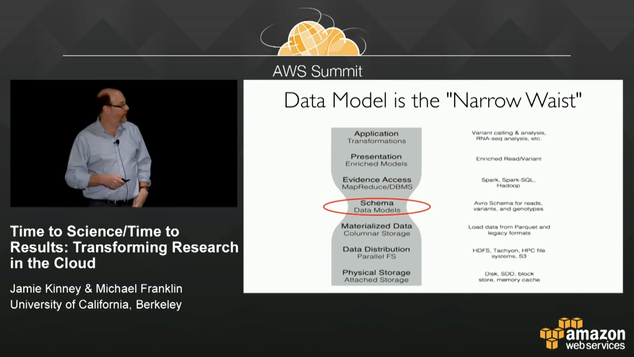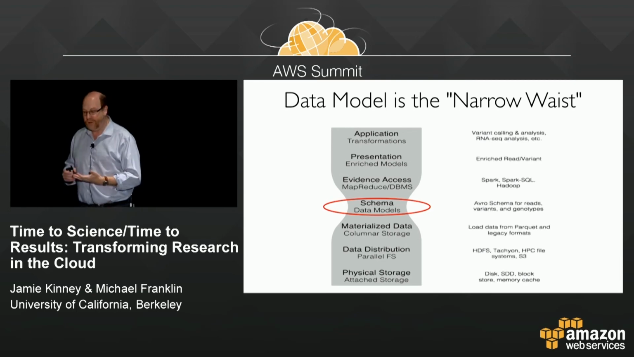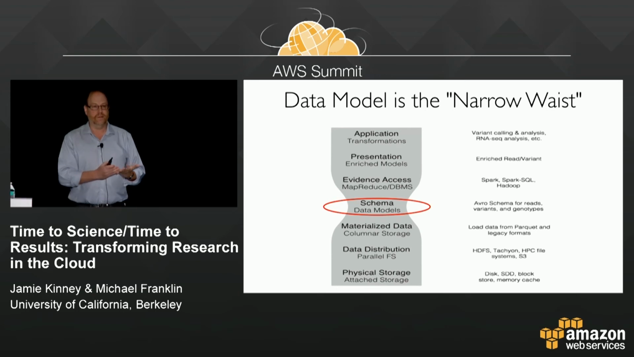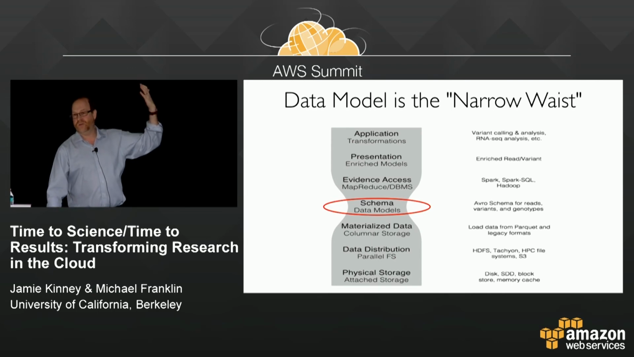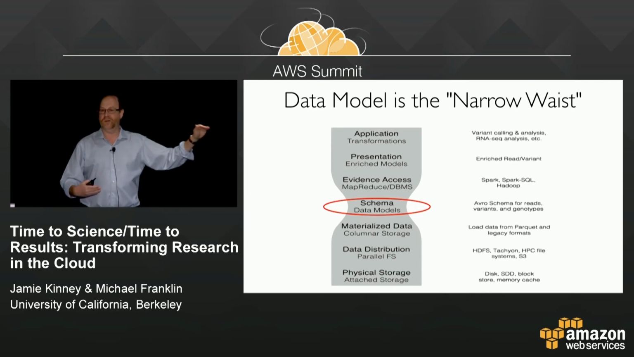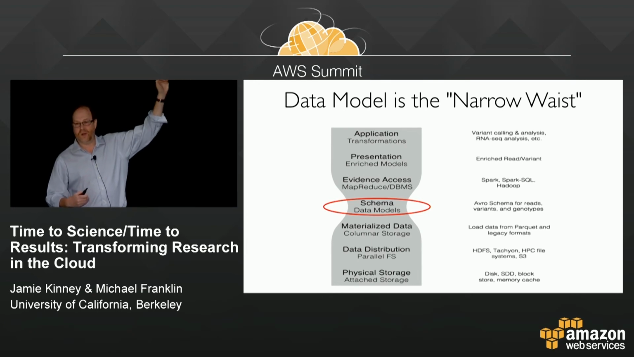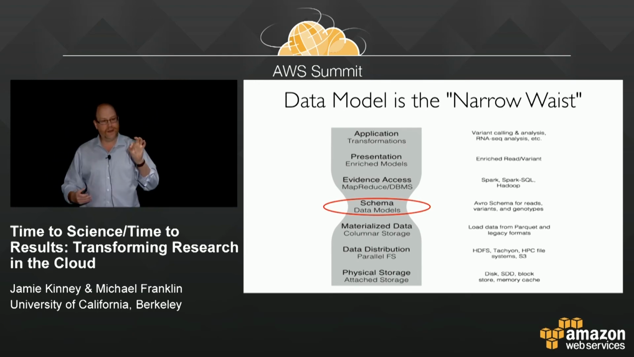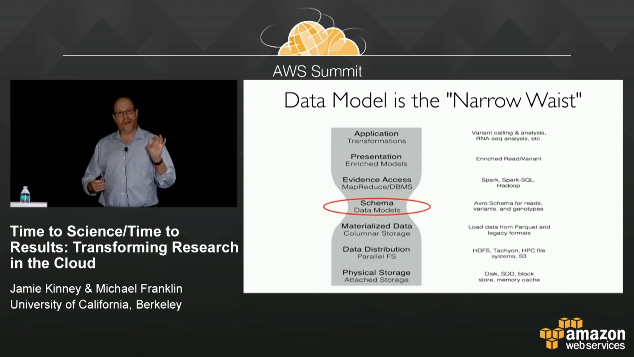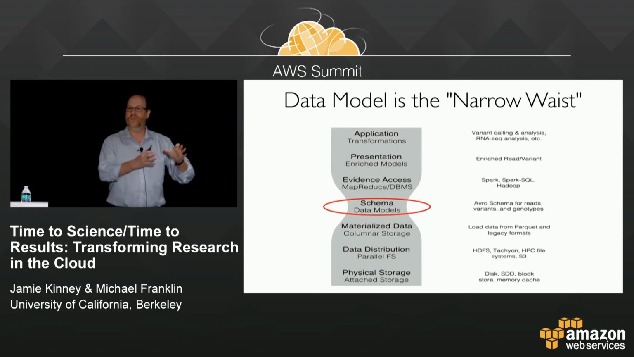And so if you kind of look at what's happening at that middle level, we're using open source tools like Avro to describe the data schema, and then that opens up the whole open source world. So at the lower levels, we're using Parquet to store the data, we're using Spark and Hadoop to process the data, and so on.